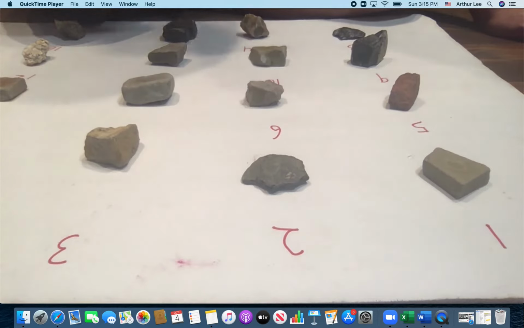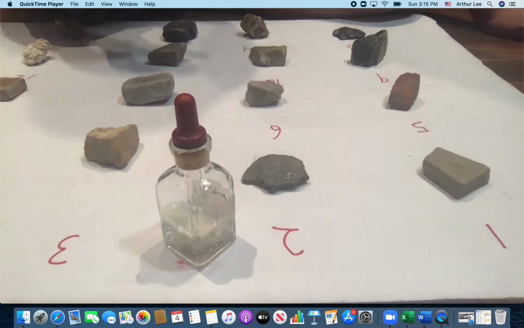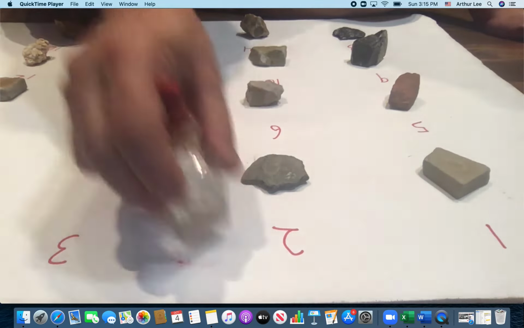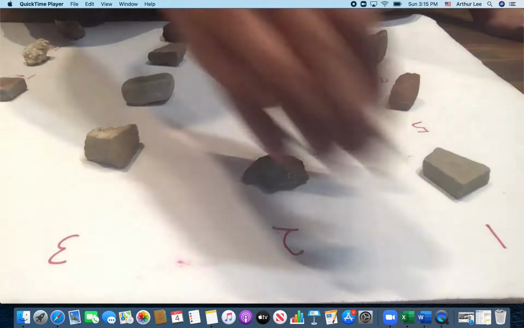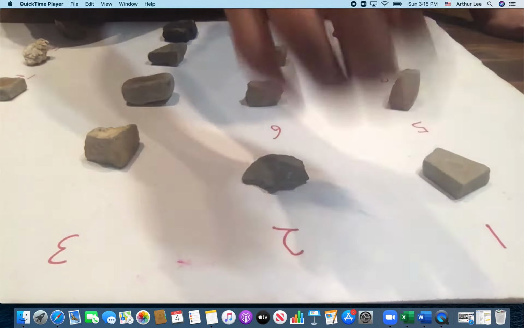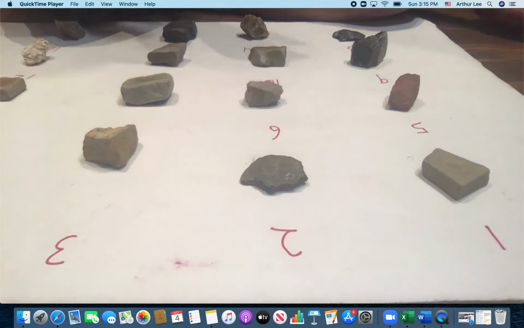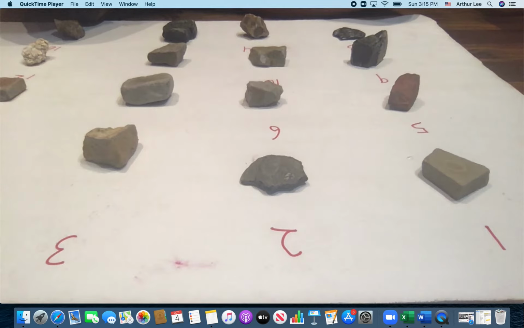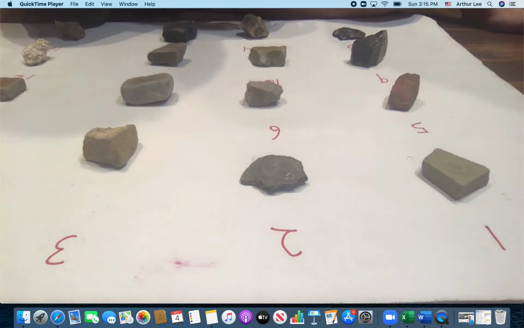I'm going to take, and we're going to have two tools here. The first is this bottle of acid and a piece of glass. Now, again, when a rock or a mineral reacts with acid, that means it's got calcite in it. And if it scratches glass, it means it's got quartz in it. So you also got to figure out, do these rocks have calcite or quartz in them?